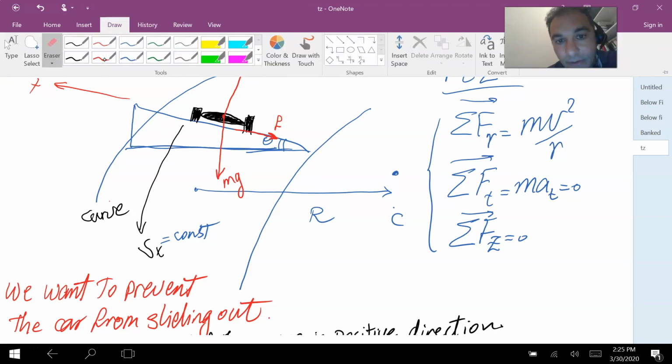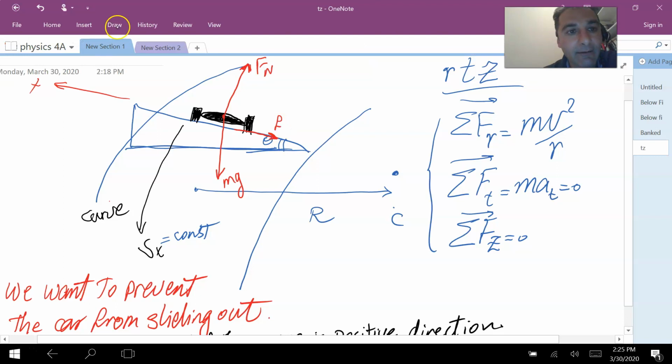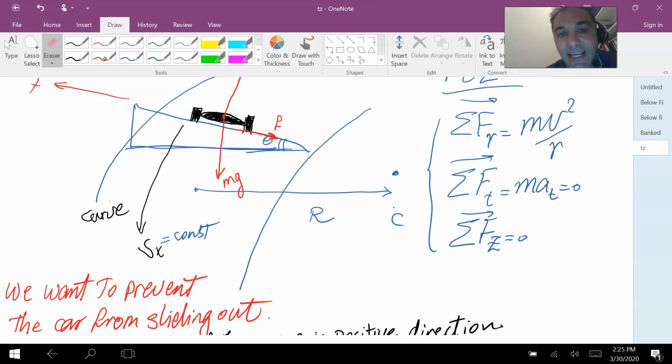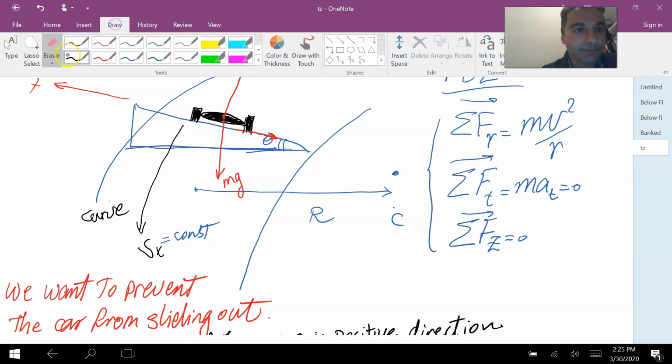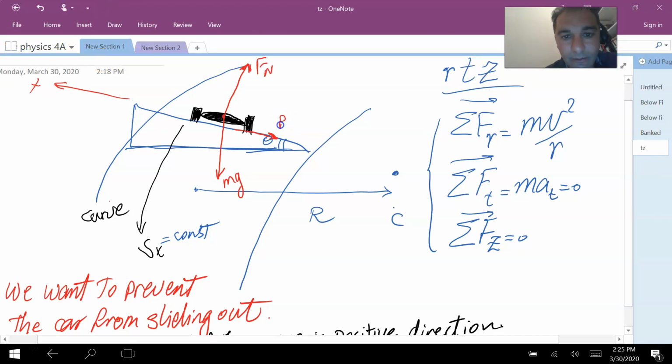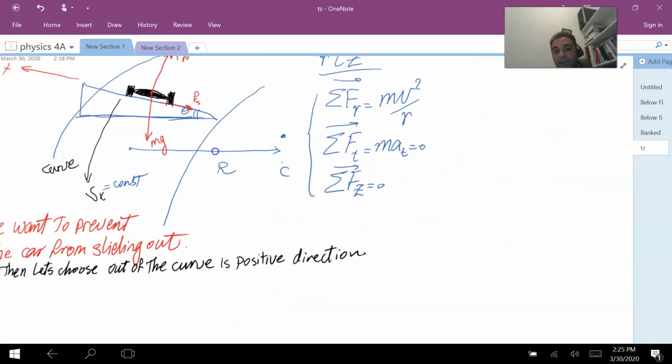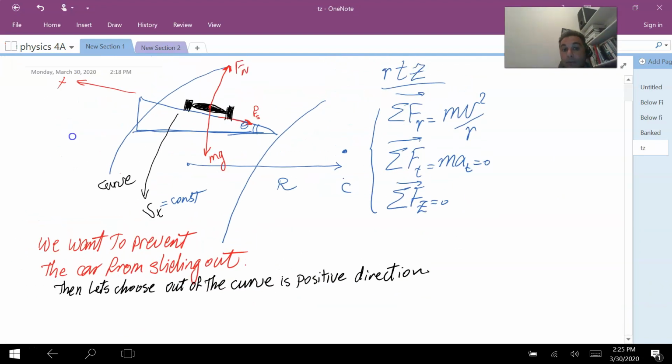We want to have static friction force. What is wrong with this? My goodness. I'm sorry, guys. So Fs. Okay. So we do have three forces. We do have three forces.